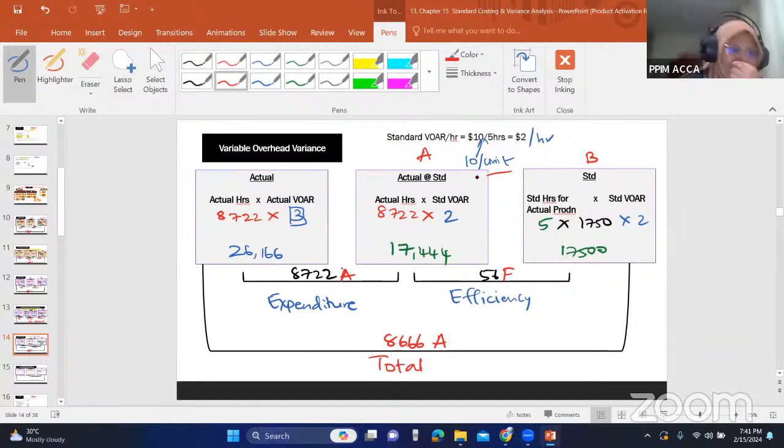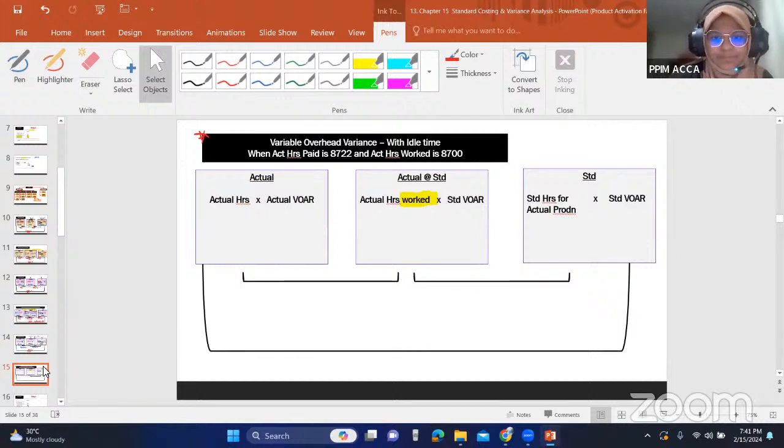Right, so I hope that's done. Right, so variable overheads, you can see that the calculation is based on labor hours. So automatically, this should change if there is idle time, like how the labor variances changed when there was idle time. The variable overhead variances also will change if there is idle time. Okay, so let's see how it will change.